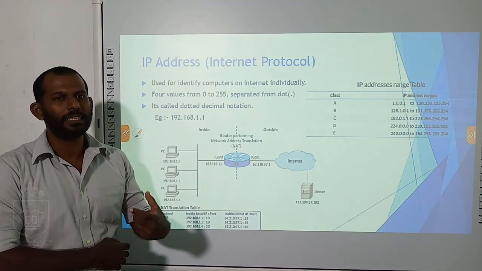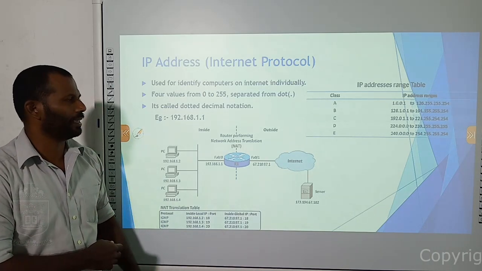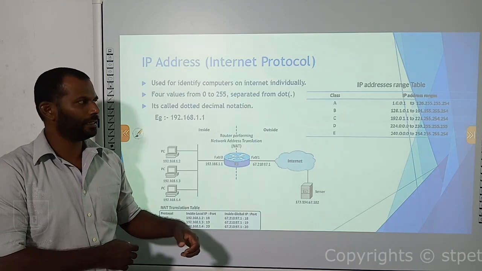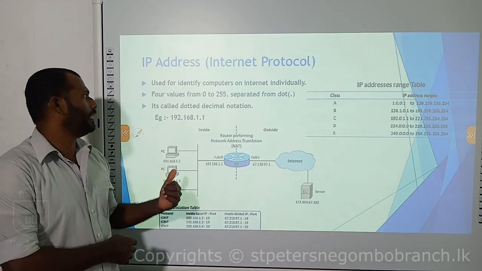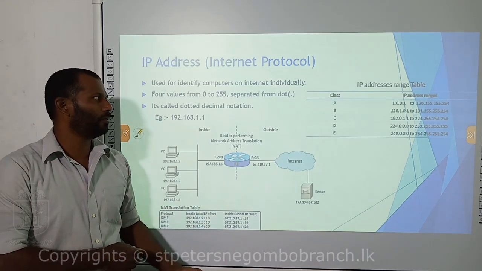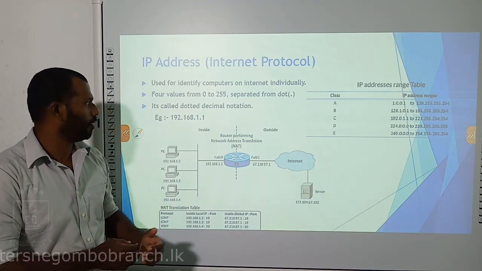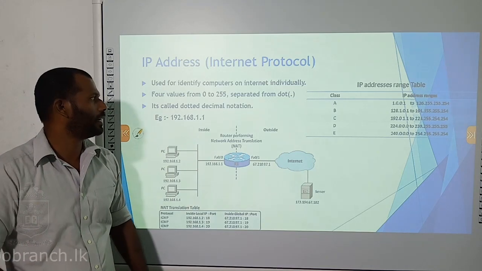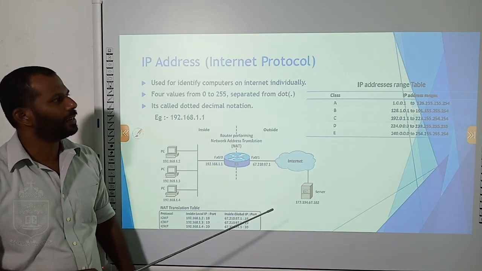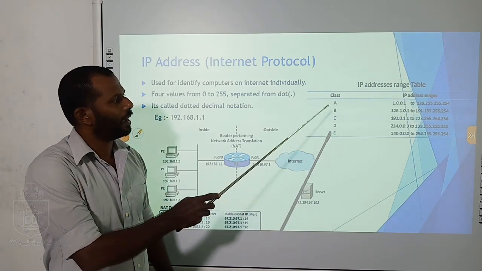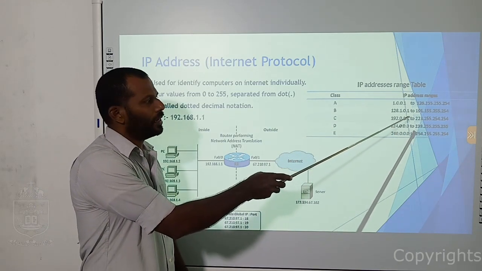It's like an identity card number, or a student admission number. One and all, it cannot be duplicated. It is unique, and it has 4 values from 0 to 255, separated by dots, and because of that we call it dotted decimal notation. Here is an example of an IP address, and here I have given a table of IP address classes A, B, C, D, and E, with the IP address ranges.